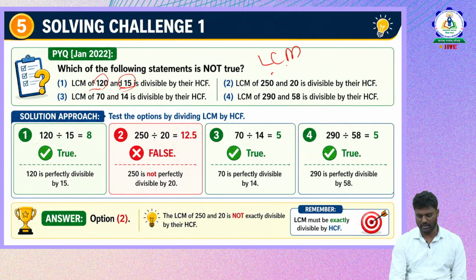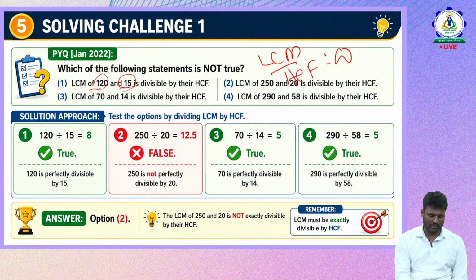So what is the formula we are applying here? LCM divided by HCF gives a whole number. That is the formula we are applying here. Now the LCM in option 1 is 120, divisible by 15. Is this statement true, does it satisfy the formula? Yes, of course it is satisfied. 120 divided by 15, 15 eights are 120. So it is exactly and perfectly divisible by 15.